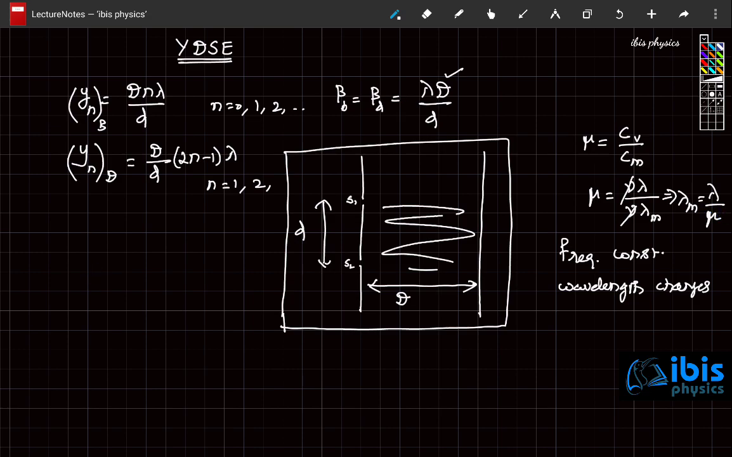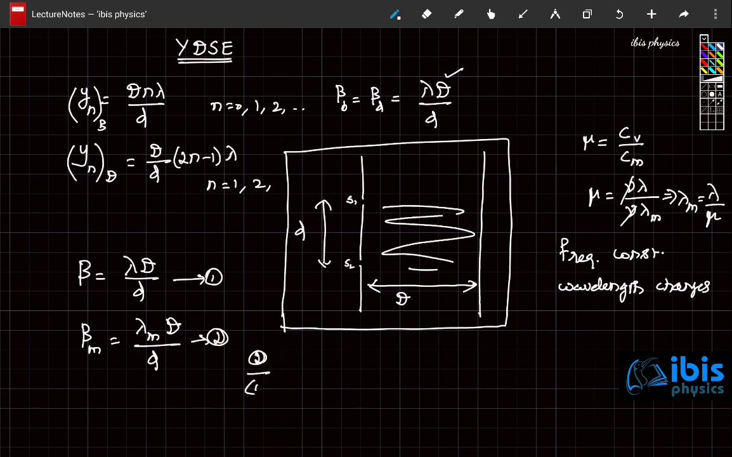So what happens to the fringe width when you immerse the entire setup in water or any other transparent liquid? The fringe width changes because the wavelength changes. The other two, D and d, do not change. So what happens to the fringe width? Fringe width in air is λD by d. Fringe width in the medium is equal to λ medium into D by d.